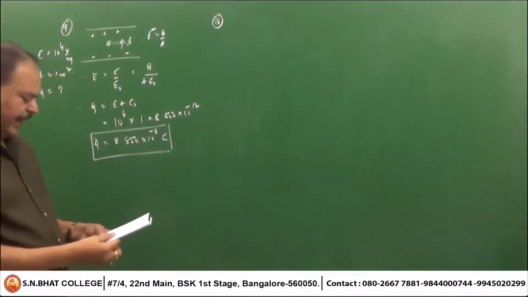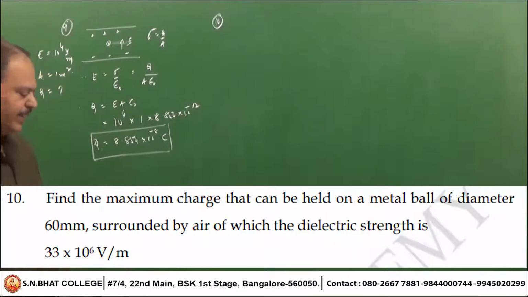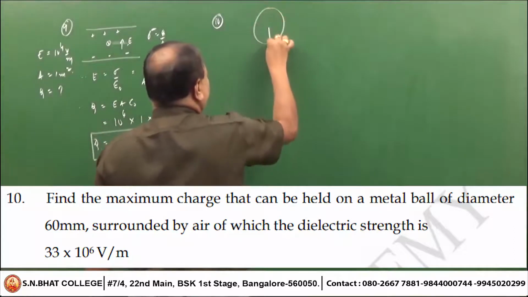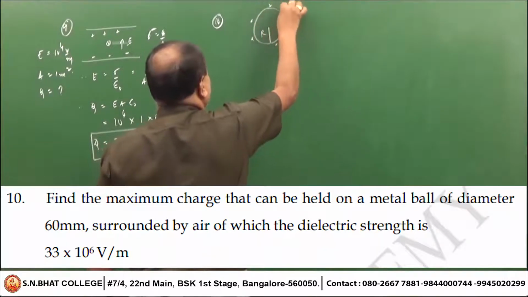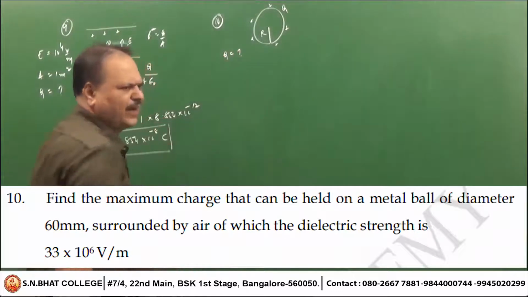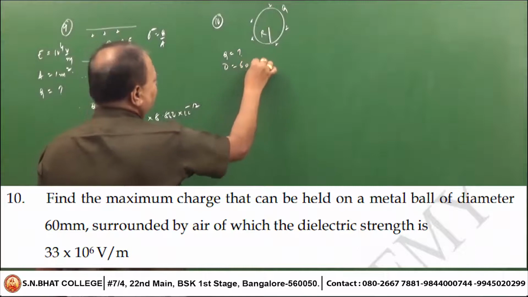What's problem number 10? Find the maximum charge that can be held on a metal sphere of diameter 60 millimeter. There is a metal sphere, radius is capital R. It has charge on it. They are asking, find the maximum charge that a sphere can hold. And the diameter is equal to 60 millimeter.